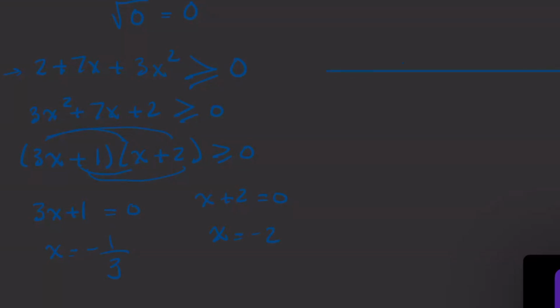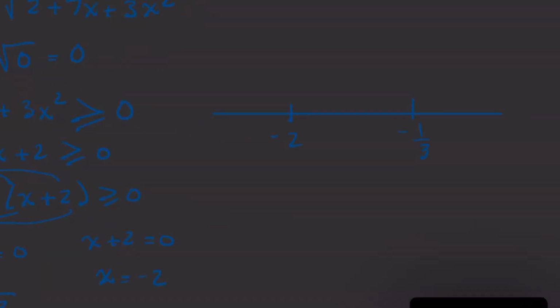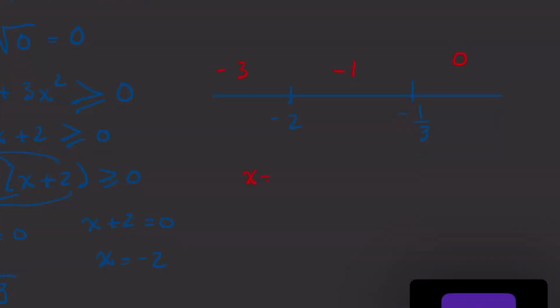Now here use a number line. So you're gonna put negative 2, negative 1/3, and choose values. Negative 3 is gonna be one of the values, negative 1, and 0. And you're gonna test each of these values and see which ones is true. You test x equals negative 3. You're gonna plug it back into this right here.